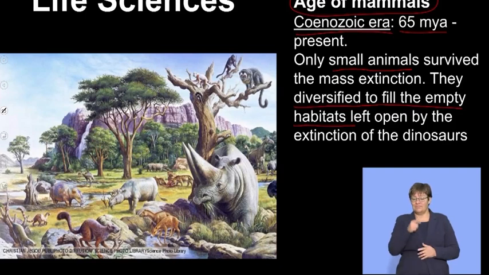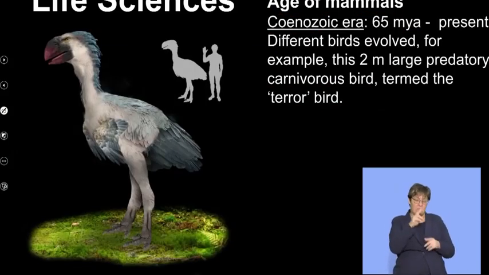This diagram shows artists' impressions of what some of those mammals looked like. Remember, this isn't the artist's imagination, it's based on fossils that have actually been found and worked on by scientists. Then, even though it's called the Age of Mammals, birds also evolved. And a good example is this 2-meter large bird, and it was termed the terror bird because it was such a vicious predator.